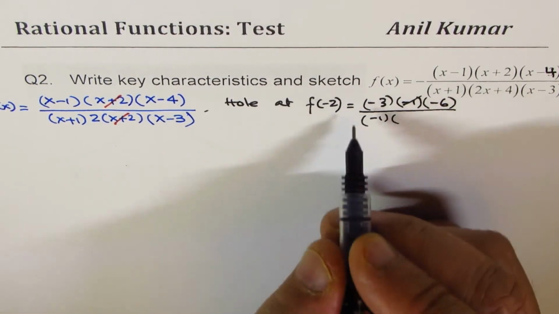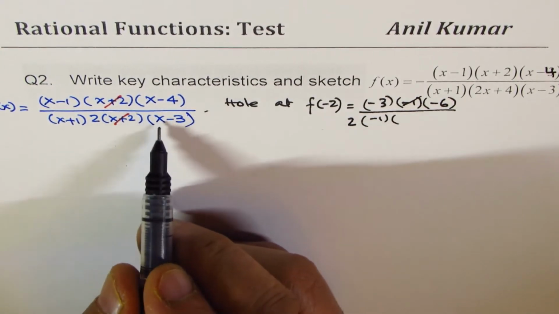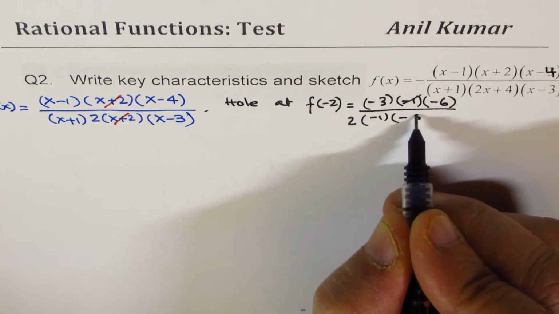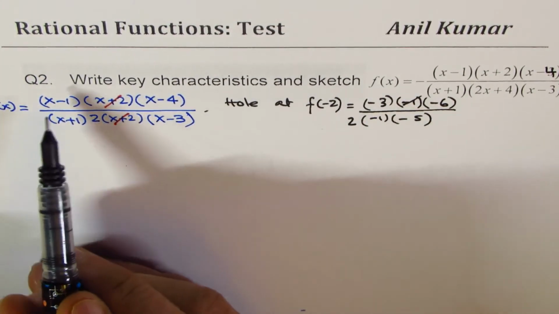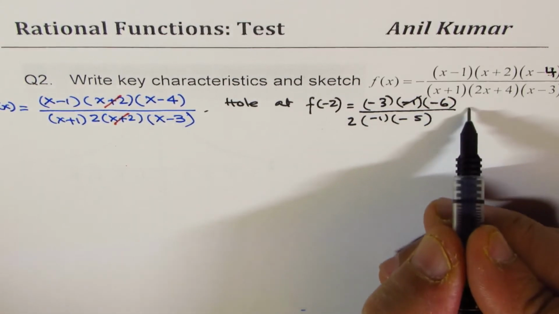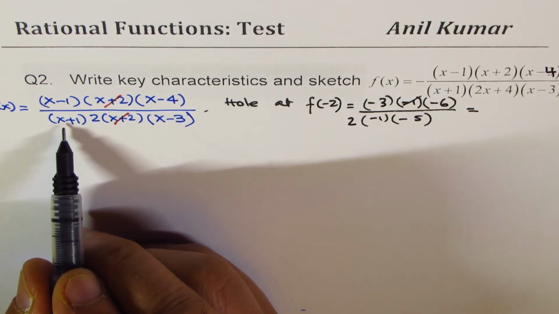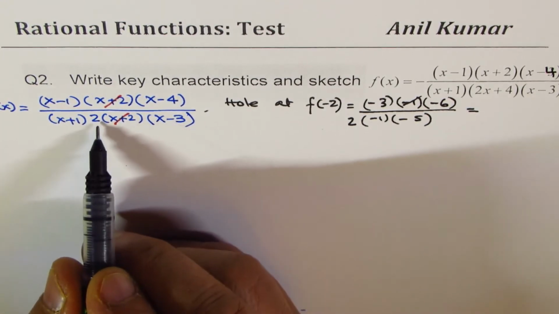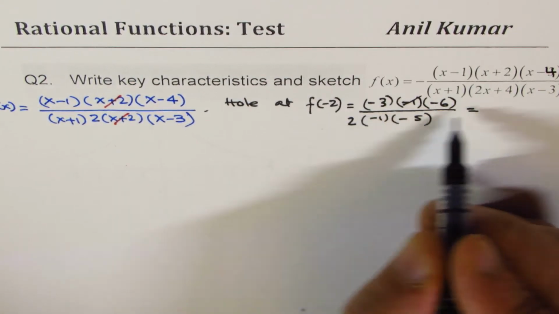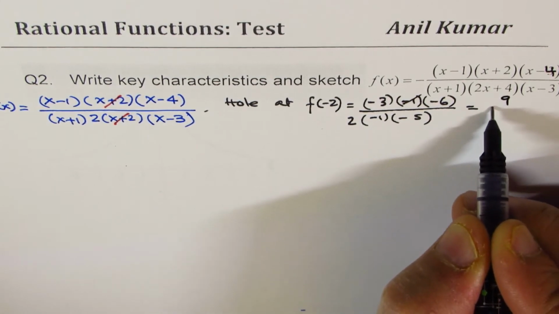So we have to look for this 2 actually. So we have this 2 times this. So we'll substitute here minus 2. So minus 2 minus 3 is minus 5. Does that make sense to you? So we are substituting minus 2 here. We get minus 3 minus 6 in the numerator, and the denominator minus 2 will give us minus 1, and 2, the number itself, and minus 5. This could be simplified. So you get positive 9 in the numerator.